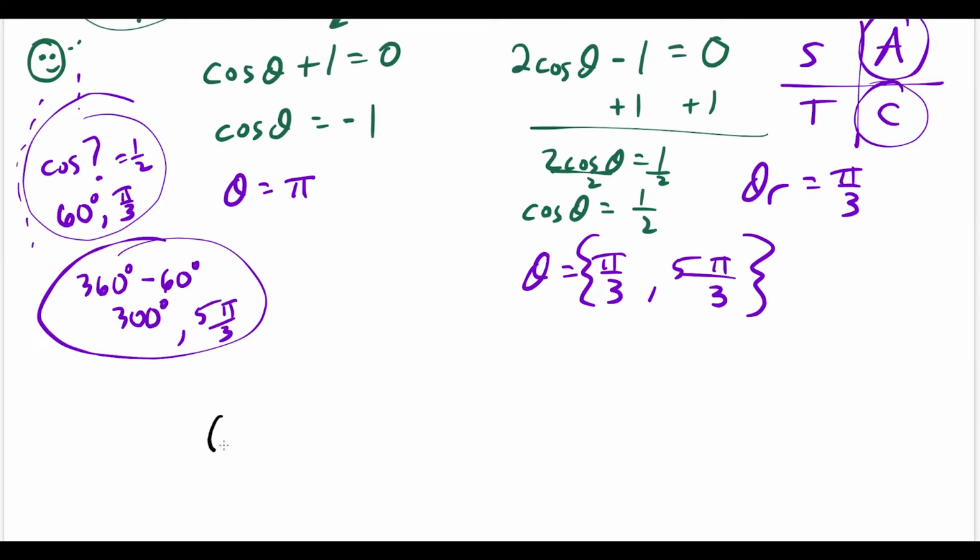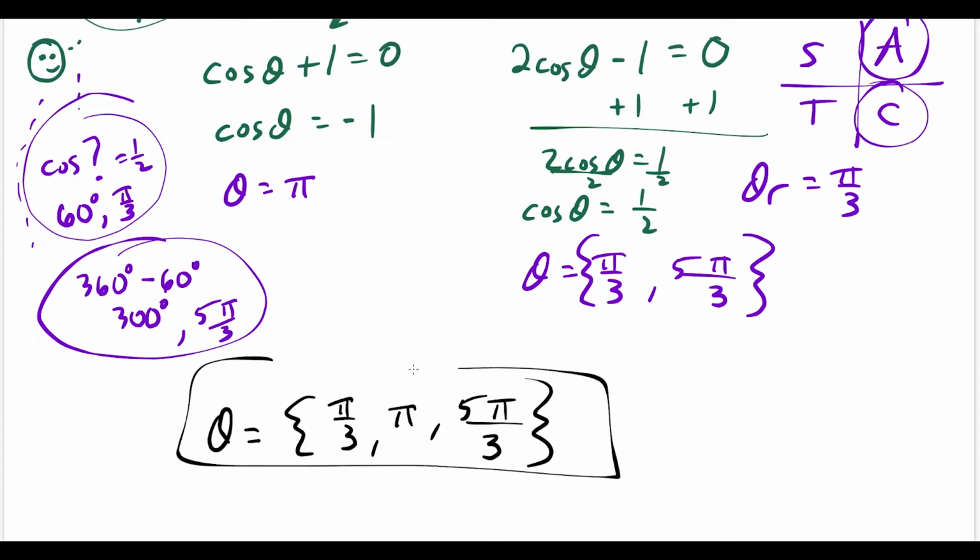But now let's write our answer out formally in order. So our first solution, the least value, would be pi over 3, which is equivalent to 60 degrees. Pi radians would match up with 180 degrees, and then 5 pi over 3 would match up with 300 degrees. But here's our 3 solutions to the quadratic equation that we started with.